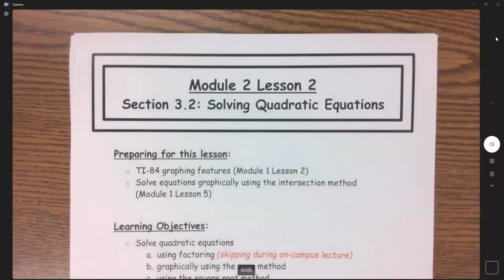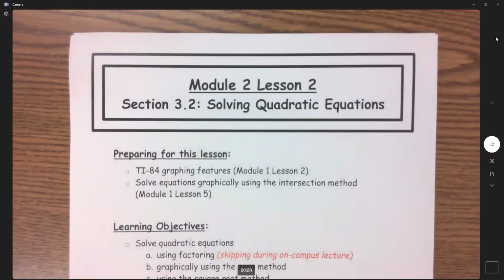Welcome to Module 2, Lesson 2. We are solving quadratic equations. To prepare for this lesson, you need to be familiar with your TI-84 graphing features, and you need to be able to solve equations graphically using the intersection method. The learning objective is very straightforward. We need to be able to solve quadratic equations, which is exactly what the title of this lesson is called.